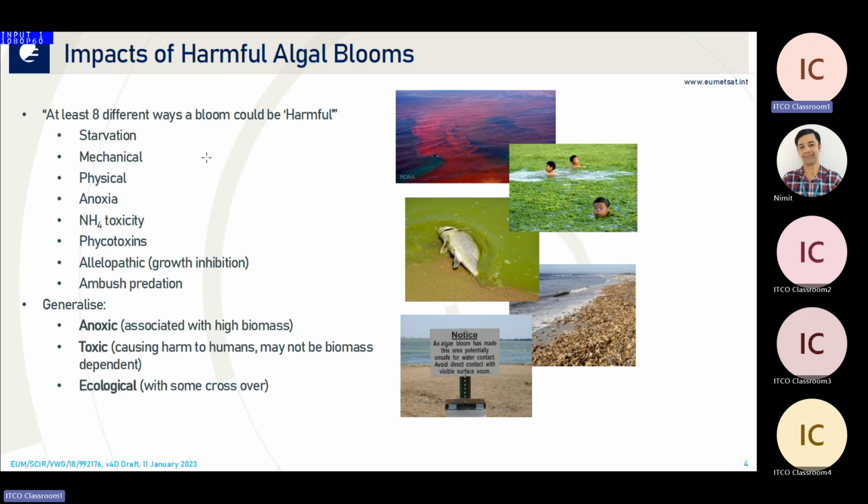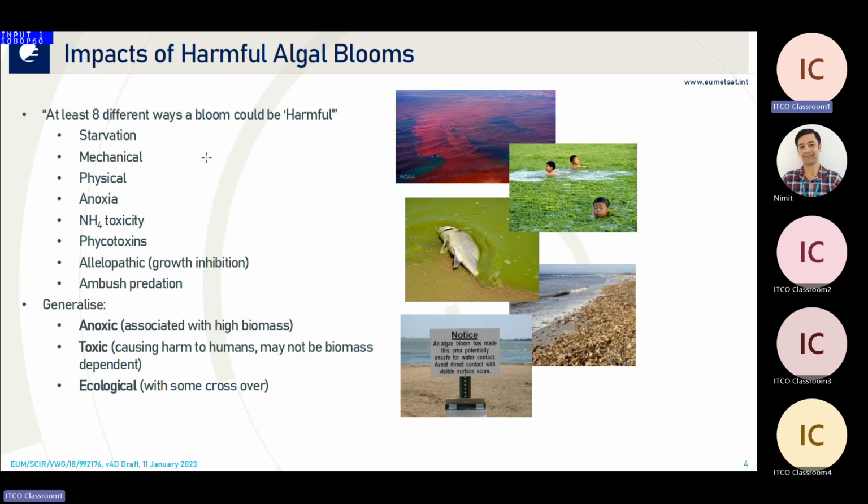To generalize all these 8 different ways into 3 big groups, we can say that HABs can cause anoxic events. And usually these anoxic events, this lack of oxygen, are due to high biomass, or high dense algal blooms. Then toxic events: in this case, we don't really need to have a high biomass of algae. We just need to have toxins inside this type of algae. So we need to identify which species carry these toxins or act toxic.